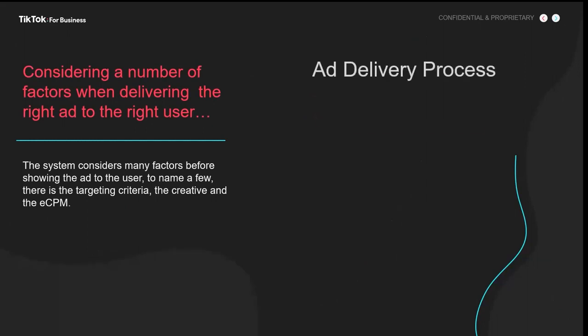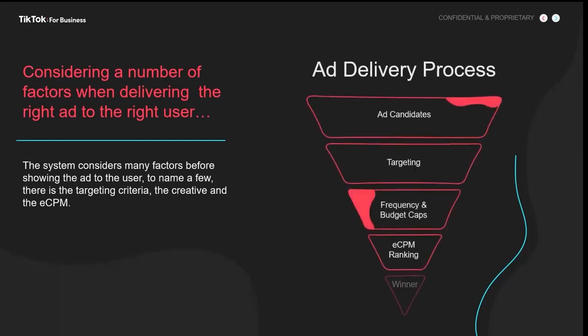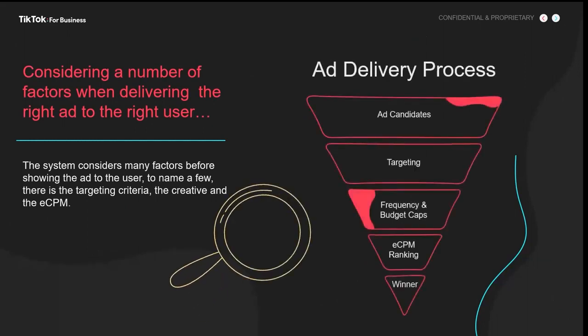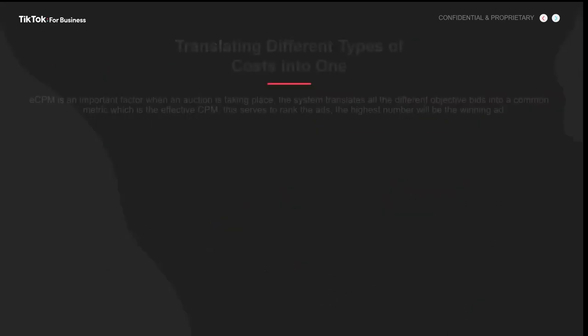There are so many aspects and factors when delivering the right ad to the right user, starting from ad candidates to the targeting to the bid cap that we have. And then the one with the highest ranking among all of these wins the auction, and therefore that person gets the ad showing before the other.